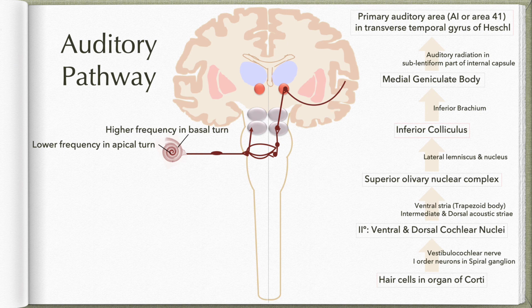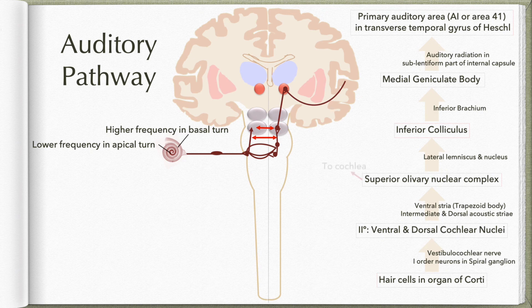Now some of the extra features. The fibers of the right and left side will cross not only at the ventral, intermediate and dorsal acoustic striae, but fibers are exchanged between the two lateral lemnisci as well as between the two inferior colliculi. Now this is important in each cortex receiving binaural impulses, that is, it will not only receive impulses predominantly from the contralateral ear, but it will also receive impulses from the ipsilateral ear. This is important in localization of the sound.